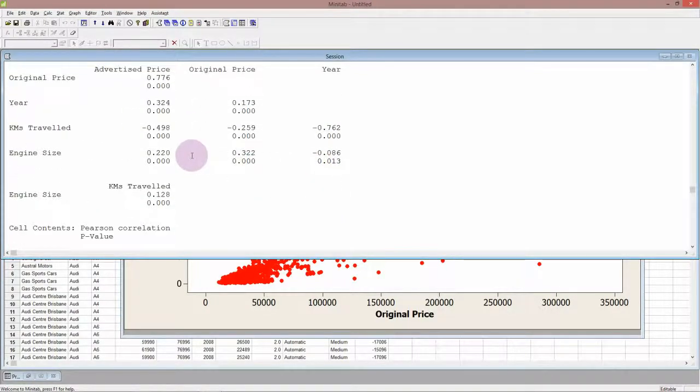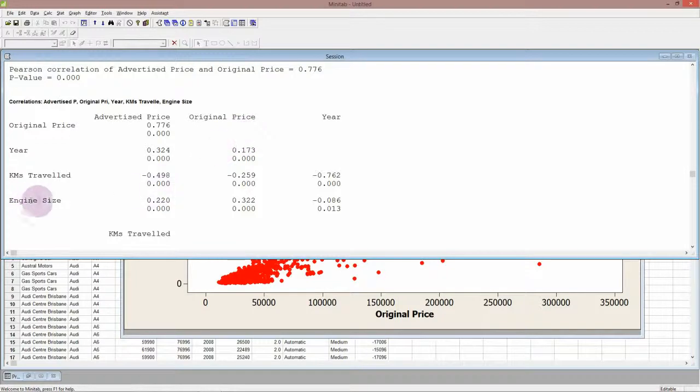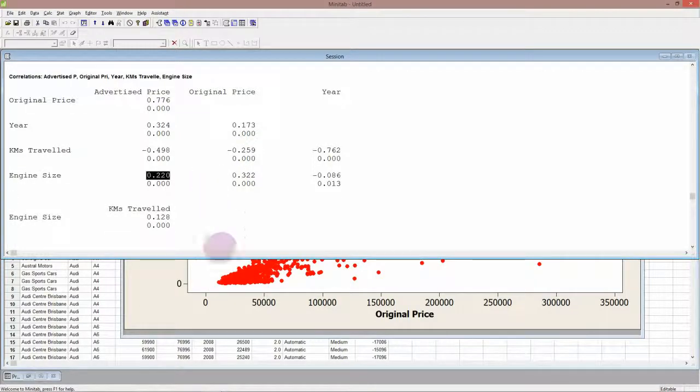And then we could go and look at the engine size as a small positive correlation with advertised price and original price. Now this is a case where I don't know if engine size is really related to the resale value of a car. If anything, I would think these days your car is worth less if it has a really big engine. I think we're probably more interested in more efficient cars. However, it may be that the engine size affects the original price and the original price affects the advertised price. So you just need to be a little bit careful how you interpret these correlations.